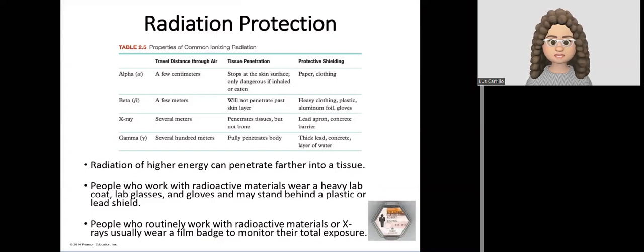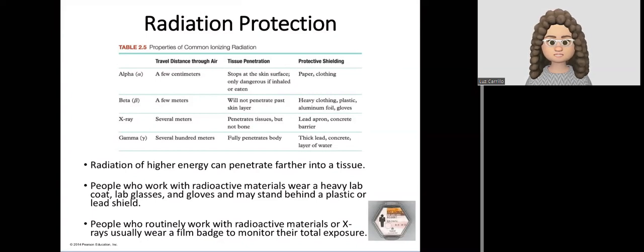Sometimes we see heavy lab coats, lab glasses, gloves, and sometimes plastic or lead shields are utilized. Another indicator that you may see that a worker is working with radioactive material is that they have a film badge monitor that tracks their total exposure to radiation.